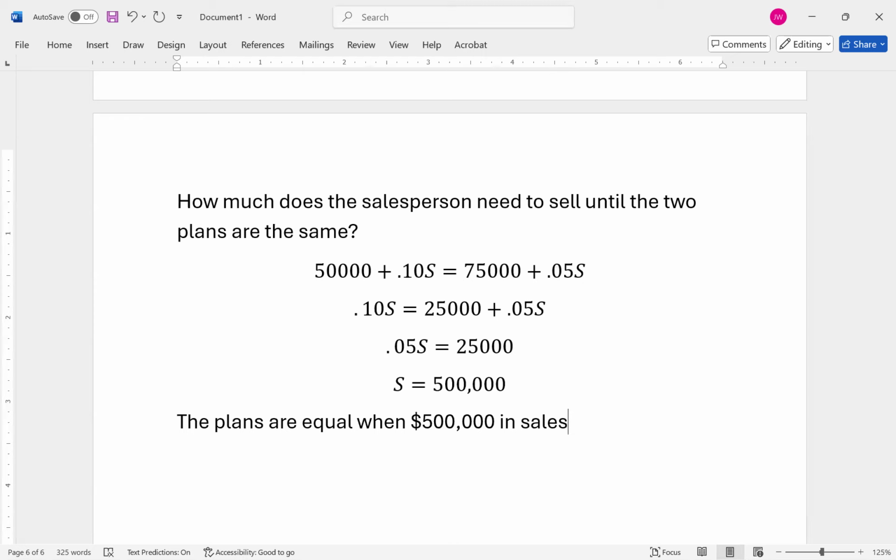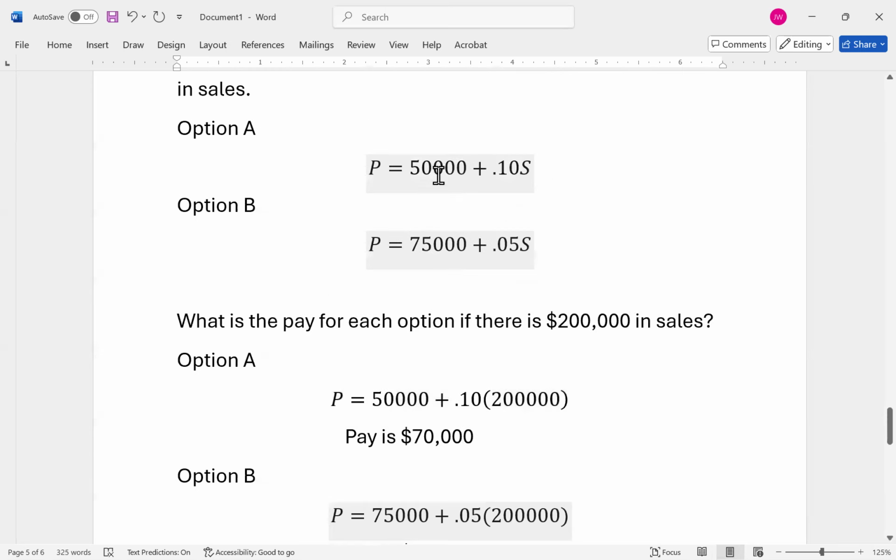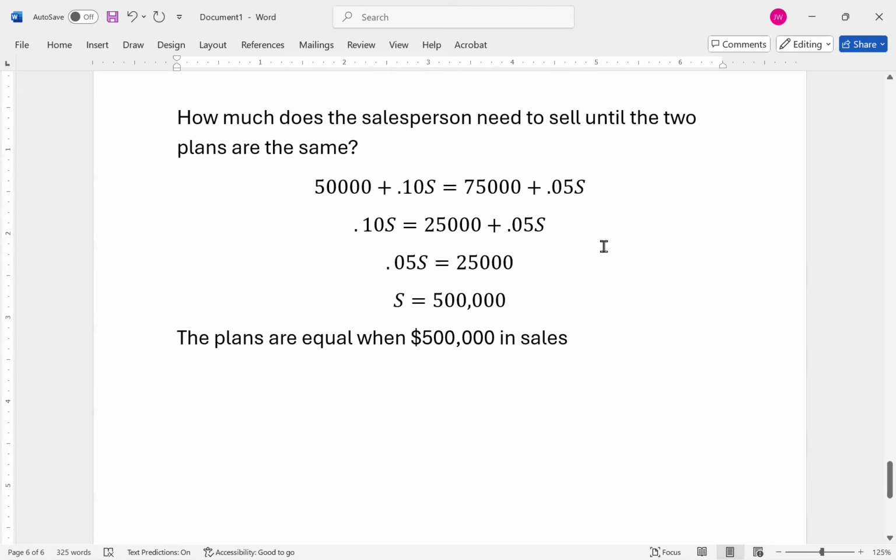And by the way, once this salesperson sells more than 500,000, then they would be making more money in option A than in option B. Option B starts out making more, then they match up at 500,000, and then option A makes more than option B when there's more than 500,000 in sales. If an employee were given these two options, if the employee thinks they're going to sell less than 500,000, then they should take option B. If the employee thinks they'd sell more than 500,000, then they should take option A.